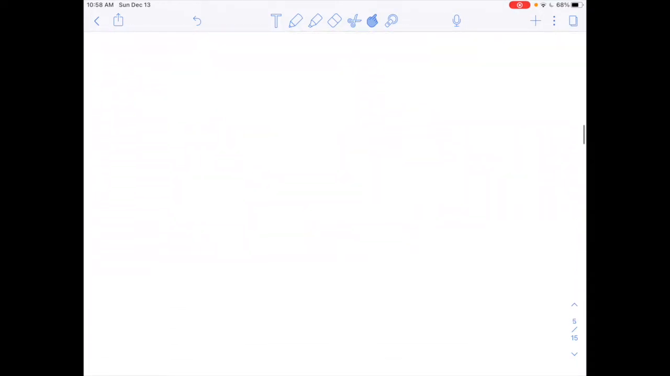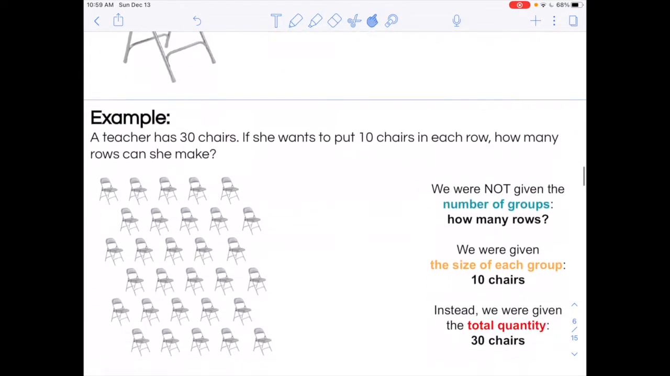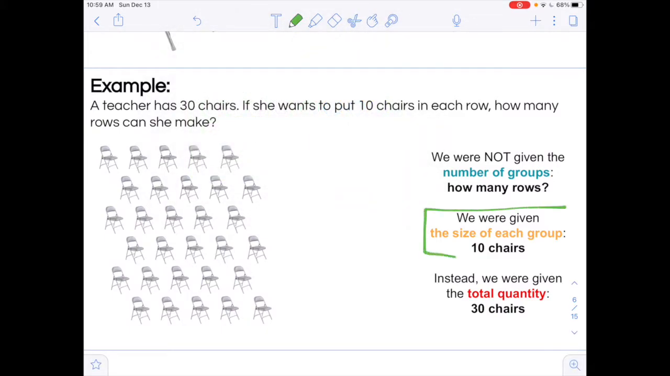However, if you have a problem that looks like this one: a teacher has 30 chairs. If she wants to put 10 chairs in each row, how many rows can she make? This problem is division because something is missing. I know the size of each group. Each group has 10 chairs, and I also know how many chairs there are altogether, 30. But now I'm asked to find how many groups can be made, the number of groups.